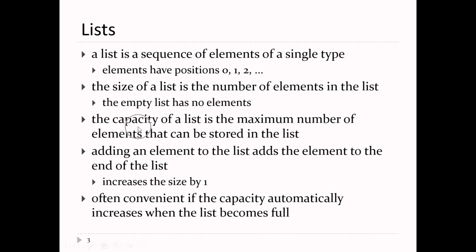If you have an array-based list, then you have to worry about the capacity of the list. So how many elements can the list hold? That's called its capacity. The capacity is different from the size. Size is the number of elements in the list. Capacity is the maximum number of elements you can put in the list.